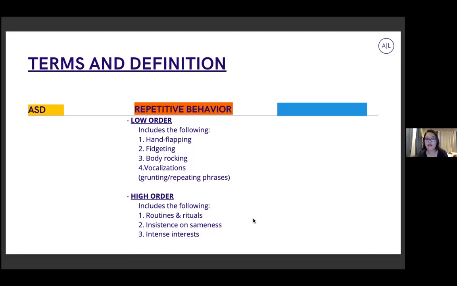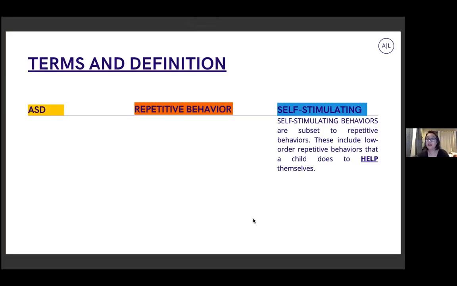So we have a lot of hand flapping, fidgeting, body rocking, vocalizations, routines and rituals, insistence on sameness, or intense interests. As for the high order, the routines and rituals, I think it's very much present with a lot of kids who are diagnosed with ASD. A lot of parents struggle, like when they go to school, then suddenly there's a typhoon and classes are canceled or suspended. Children have a hard time grasping the idea that they won't go on the same routine as any other day.